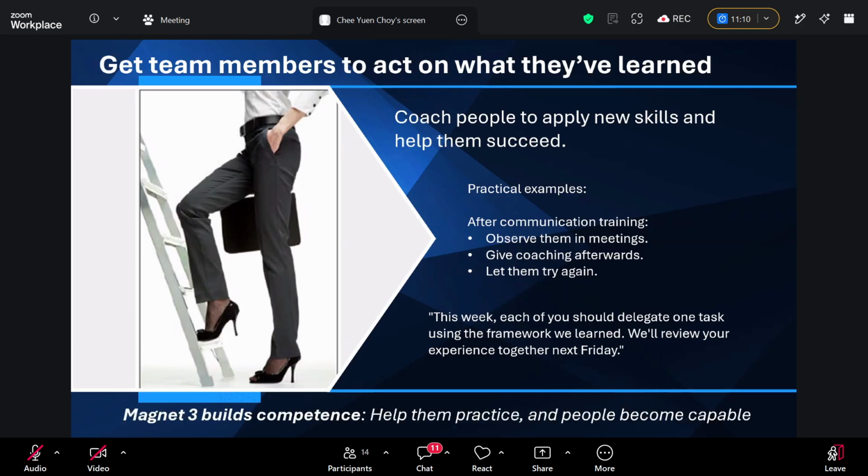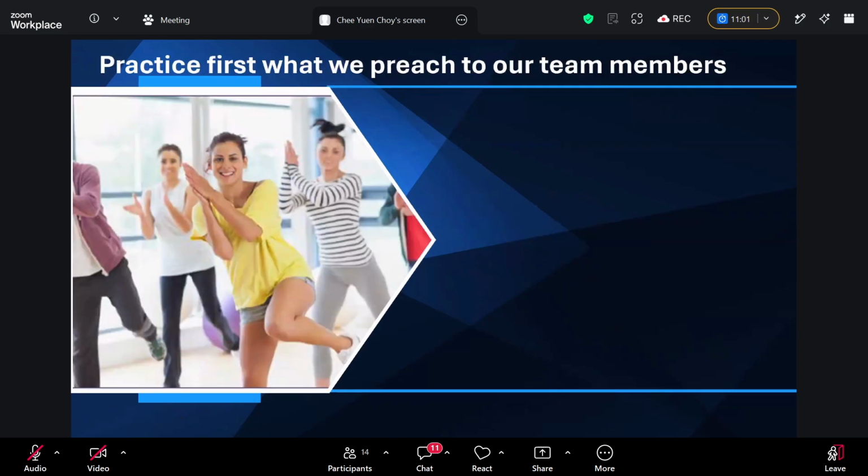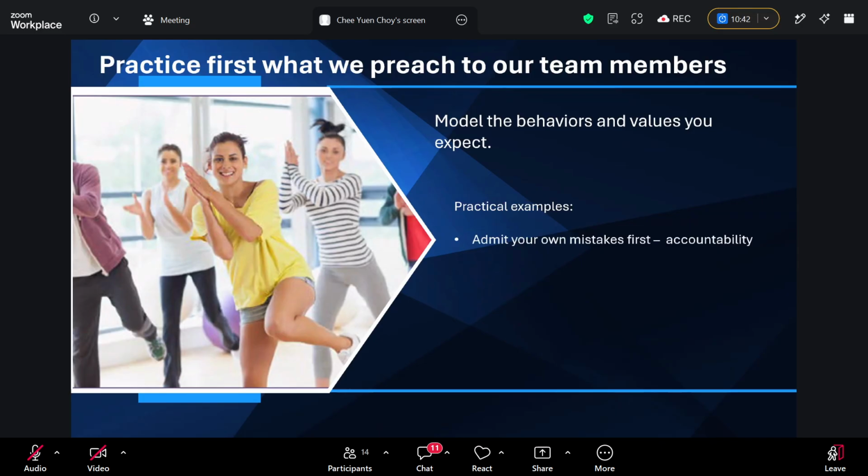So magnet 3 is build confidence. If you want to bring people to the next level, without confidence, you can't achieve it. So the last magnet is very much for the leader: practice first what you preach to the team member. Very simple, it is walk your talk. So model the behavior and values you expect. Practice example means admit your own mistake as a leader to show your accountability.